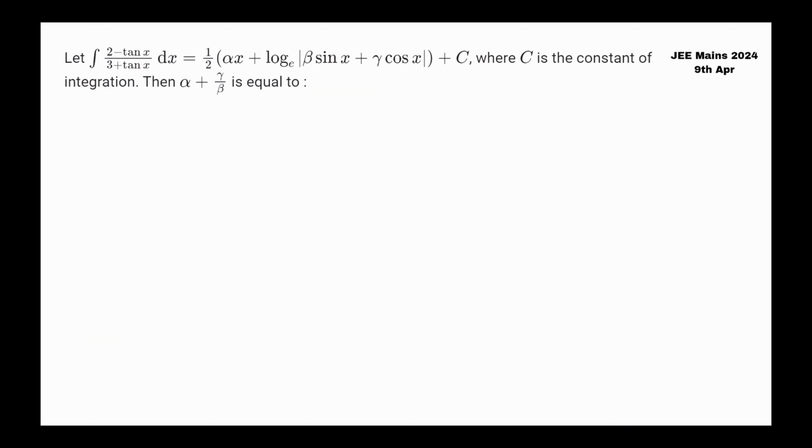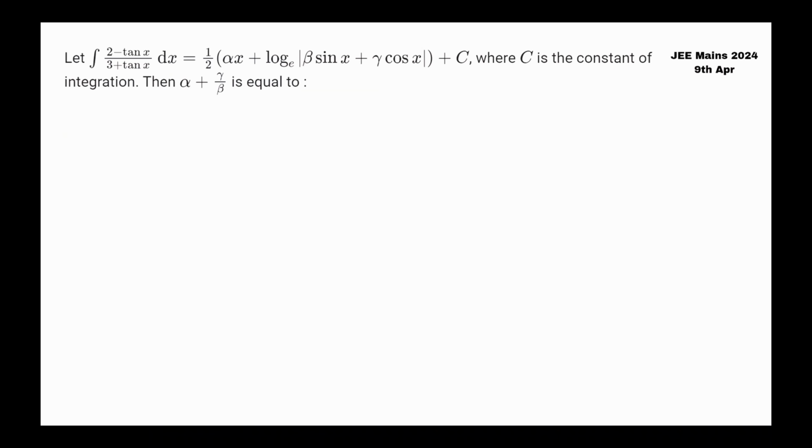So now let's look at this first question. What has been given to us? Integration of (2 minus tan x) upon (3 plus tan x) dx. And there is a value for it. Now you can see that the answer they've given us is in sine and cos format. So when we integrate this, we need to convert it in such a way that in our answer also we can get sine and cos only.